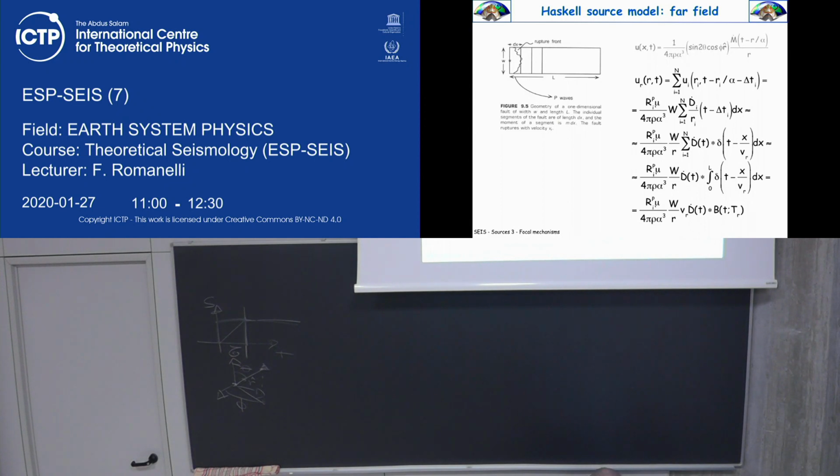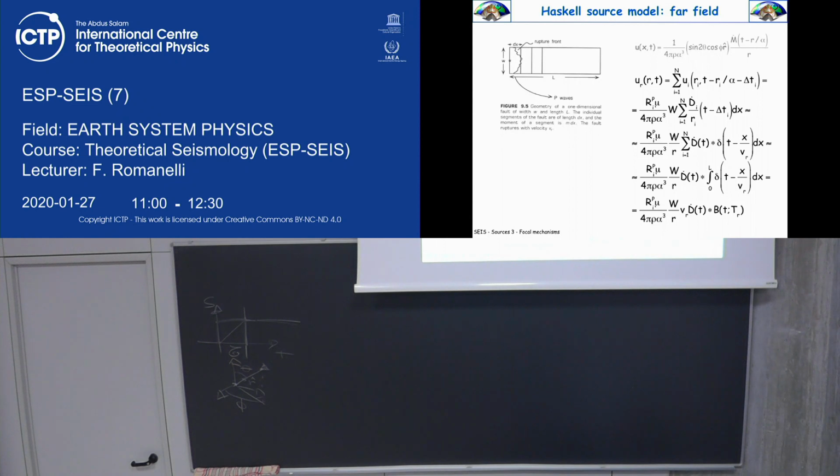How much time will it take for the rupture to start and complete? Well, everything depends on the velocity of the rupture. In the Haskell model, rupture velocity is considered constant. This is also an experimental feature for most earthquakes: rupture velocity is constant and it's a percentage of Vs, let's say 0.7, 0.8 Vs. So the rupture from its beginning till its end is going to take L, length, over Vr to complete. That kinematic time will be called rupture time. Vs is the S wave velocity, beta, square root of mu over rho.